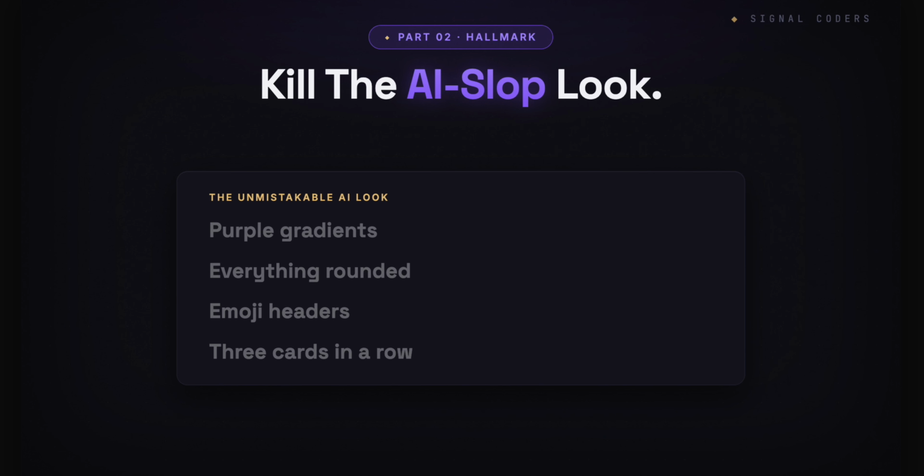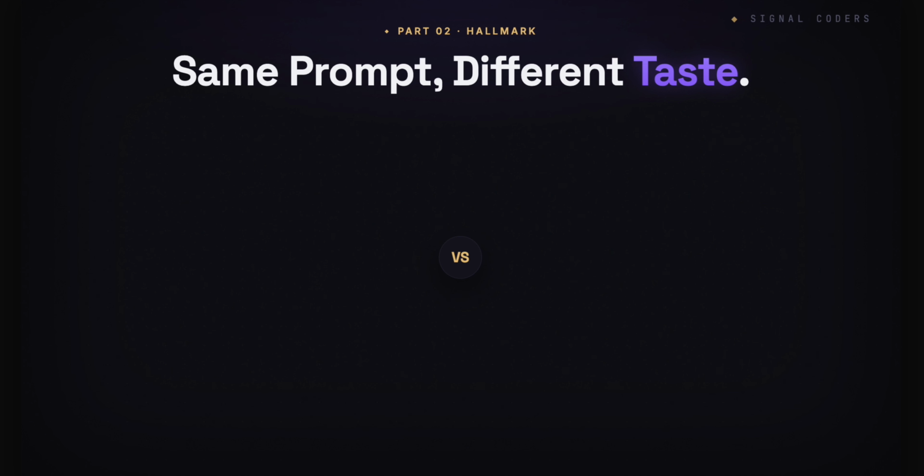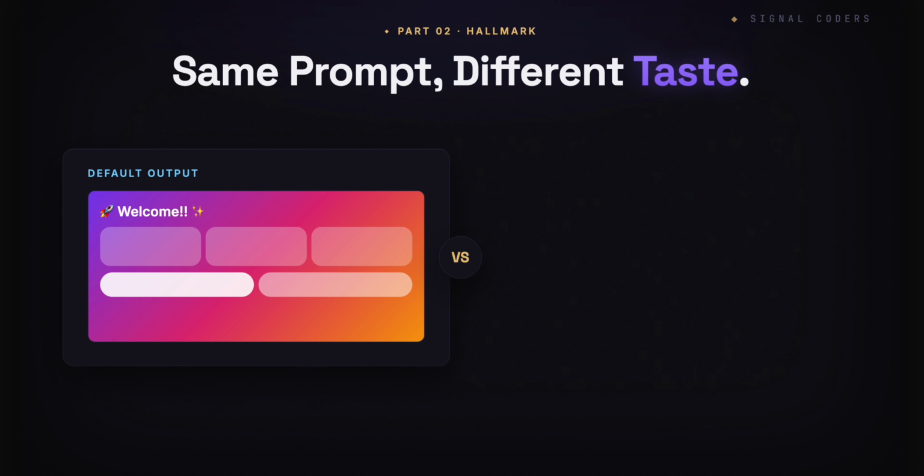Part 2. Hallmark. You have seen it. That unmistakable AI look. Purple gradients, everything rounded, emoji headers, 3 cards in a row. Hallmark is the anti-slop design skill. It is a set of rules you install so Claude Code stops shipping interfaces that scream a machine made this in one prompt. Hallmark installs as a skill, a prompt layer the agent reads before it designs anything.